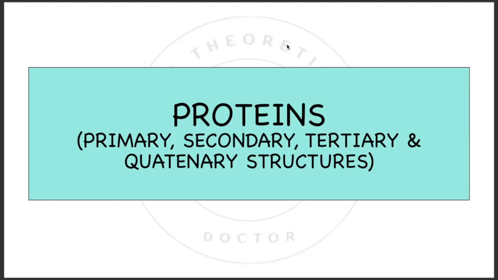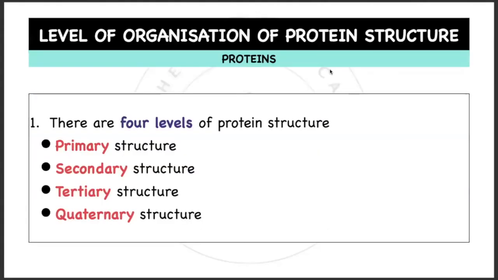In this video, we will be continuing the subtopic of proteins and we will dive into the different levels of protein structures, whereby I will be focusing on the primary, secondary, tertiary, and quaternary structures of protein. Level of organization of protein structure. So there are 4 levels of protein structure to take note of. First, you have the primary structure, then the secondary structure, tertiary structure, and finally quaternary structure.